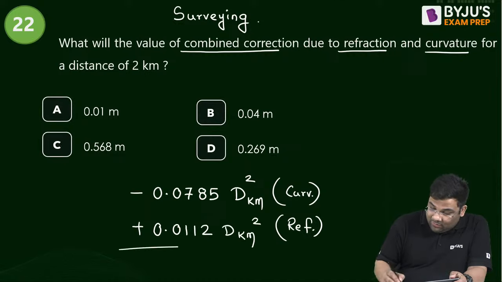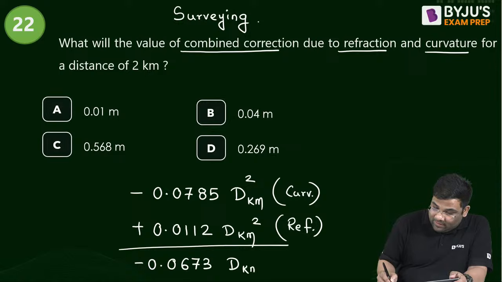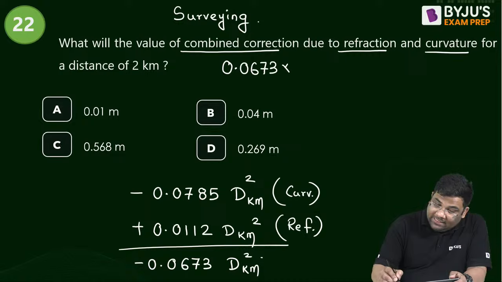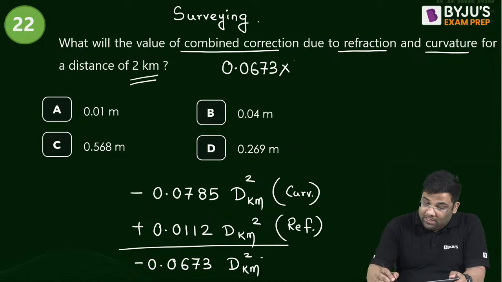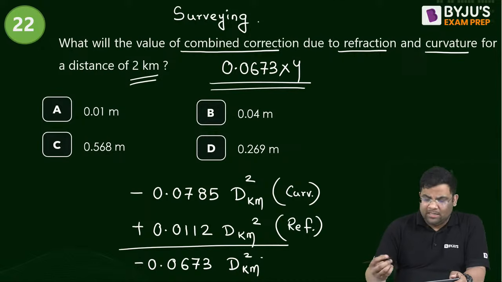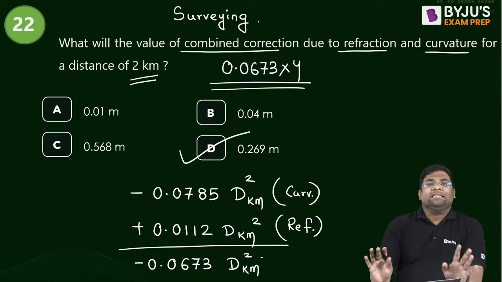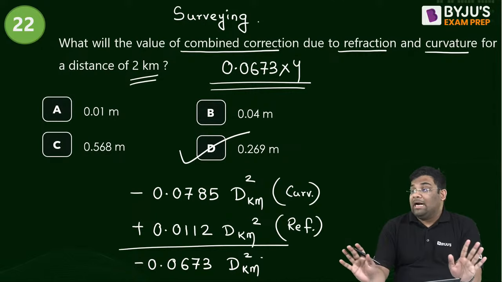The combined one is minus 0.0673 D kilometer square, right? So in this case, it will be 0.0673 and d in kilometer. Take the distance in kilometer. So, into 4. Now you can do this multiplication, and this is coming 0.269.